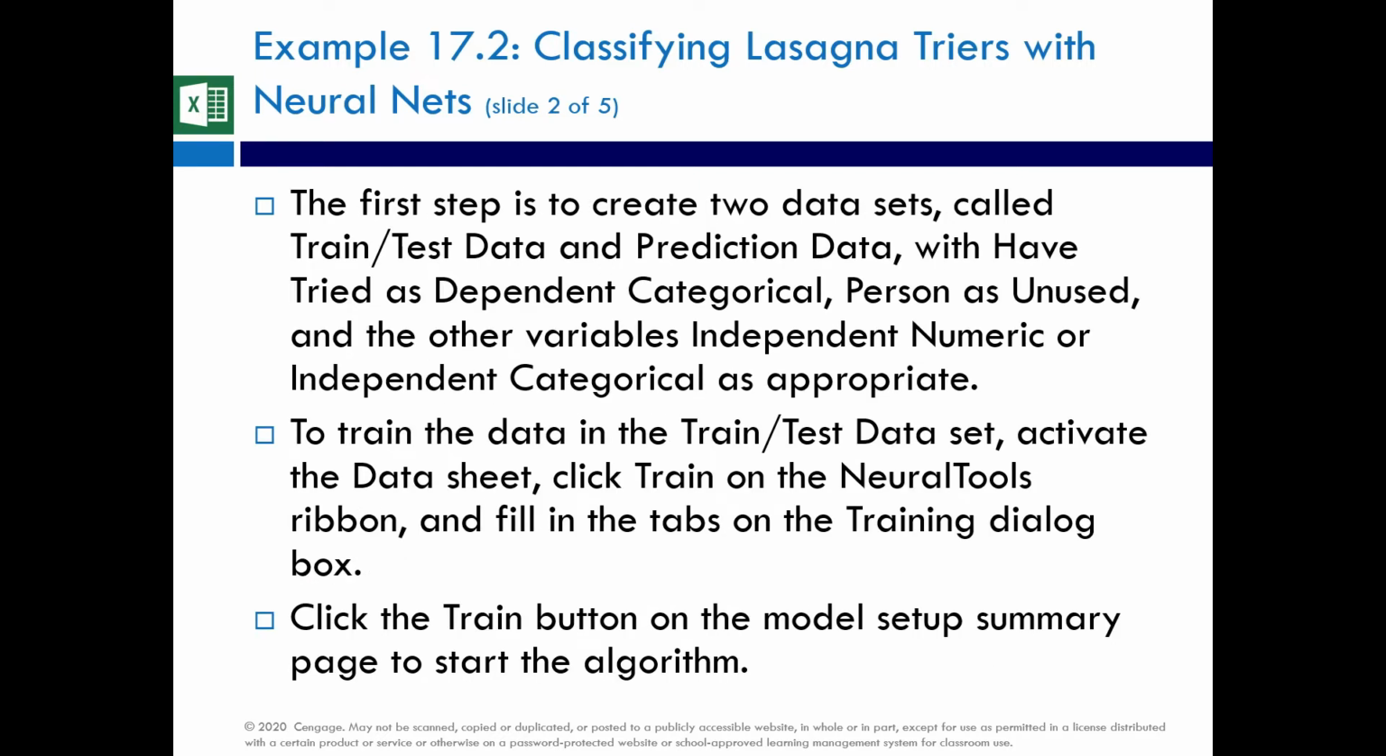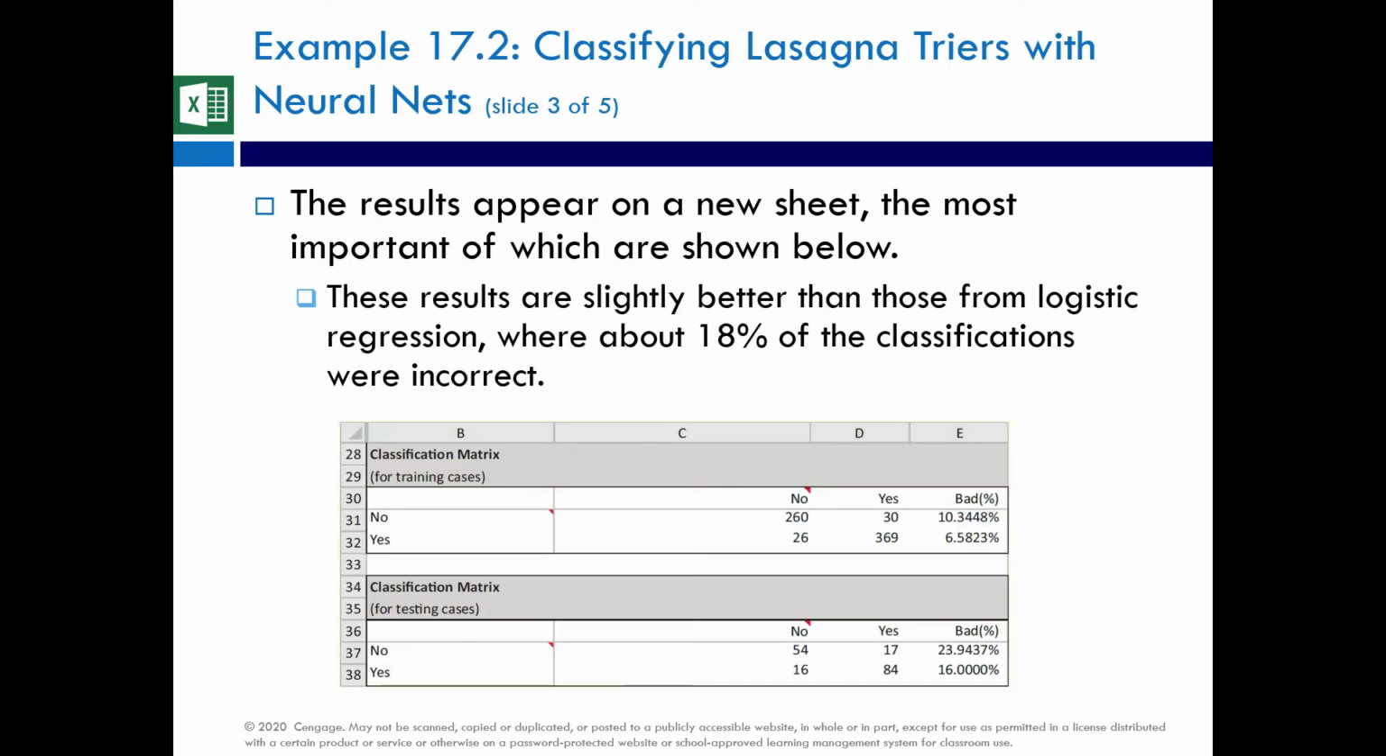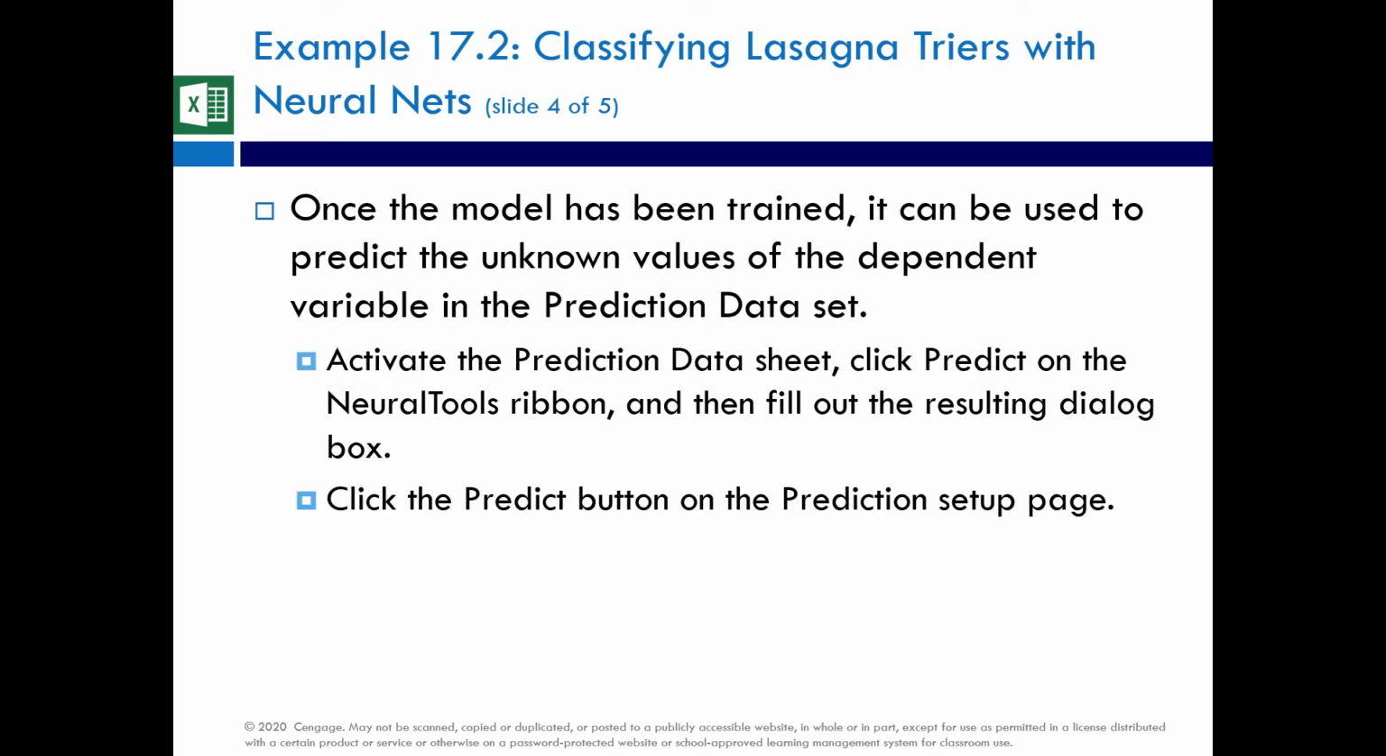The first step is to create two data sets, called train/test data and prediction data. We have treated the categorical dependent variable as the one to predict, and the other variable as the numerical dependent variable. To train the network on the train data set, activate the data sheet, click Train on the NeuralTools ribbon, and fill out the tab accordingly. Click the Train button to set up the model. Results will appear something like this.